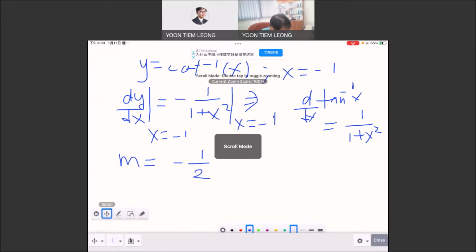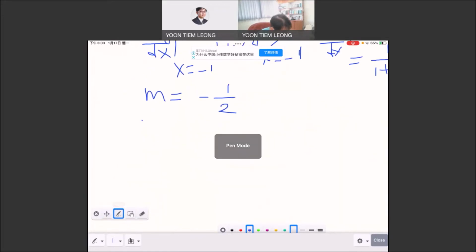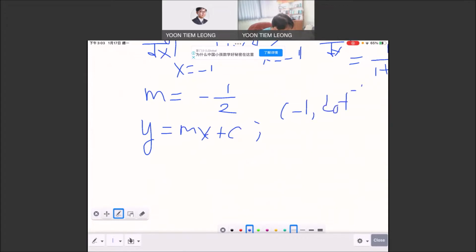Then the second part of the answer is to work out the tangent line, which is mx plus c, and the graph goes through the point of minus 1 and arccotangent at minus 1. So what is the value of arccotangent at minus 1? This is something that I want to work out. Let me just call this B, arccotangent of minus 1. You can work out what B is by pressing your calculator, which gives you some number, or you press Mathematica.